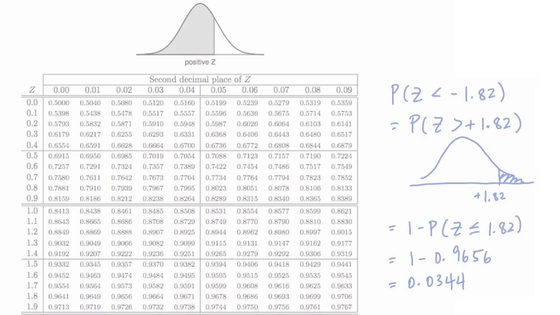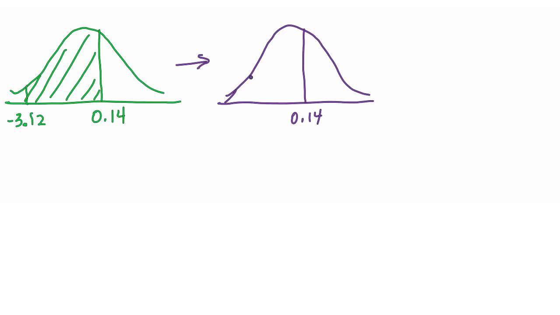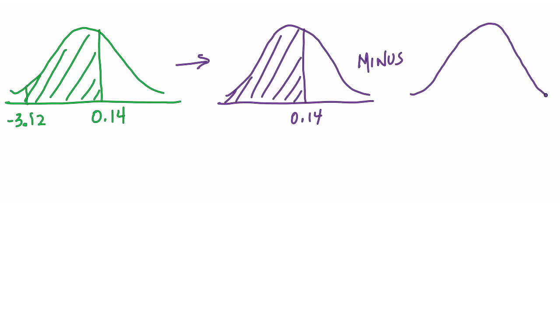Let's take this one step further. Suppose now we want the probability that z is between two values. That is, suppose, say, for some reason we wanted the probability that z was in between negative 3.12 and 0.14. To get this, we need to remember that the table only gives us probabilities of being less than a value. But the area under the density curve between negative 3.12 and 0.14 is the same as the area to the left of 0.14 minus the area to the left of negative 3.12.